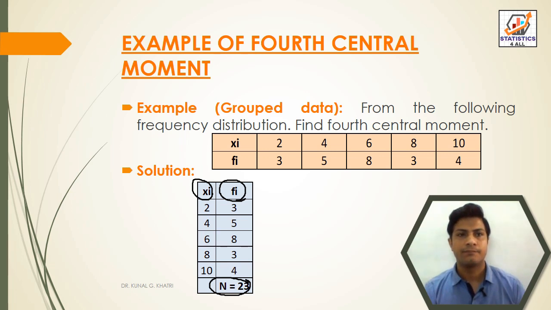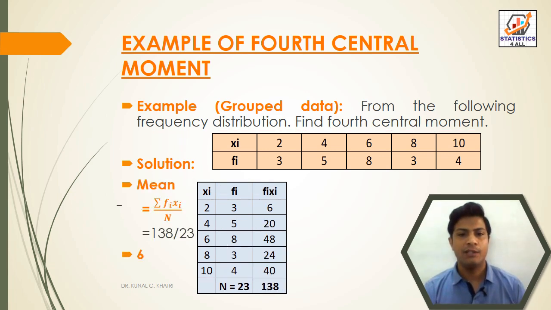23. After finding this value, we will find the mean, that is sigma fi into xi divided by n. For this, we have to first find fi into xi. So we will multiply xi into fi.